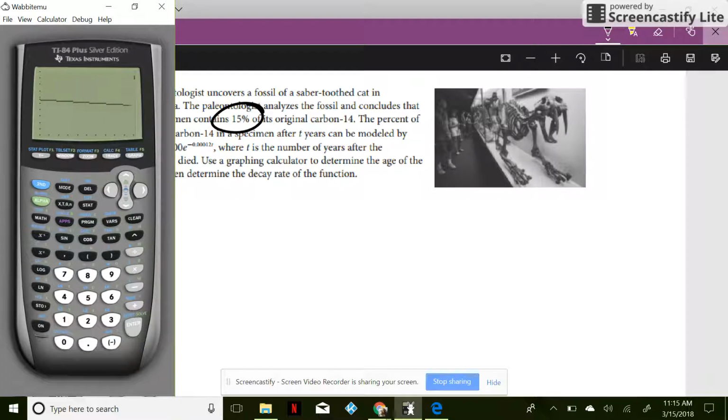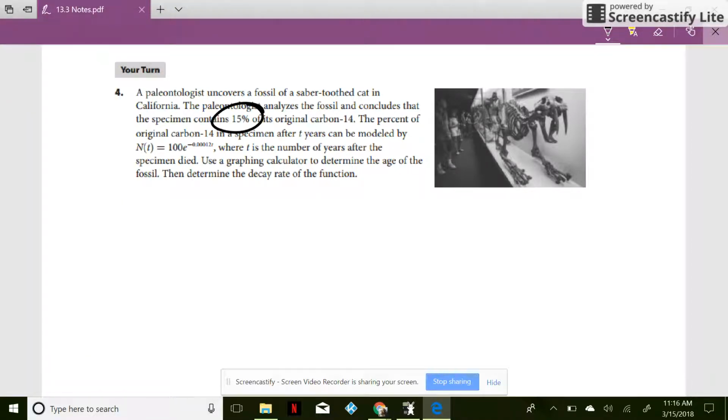They're not going to be super up close. That decay rate is pretty small. But we're just looking for where they intersect. So if we hit second trace, and number 5 is the intersect, showing what our two curves are. So our intersection is about 15,809, or about 15,810 years.